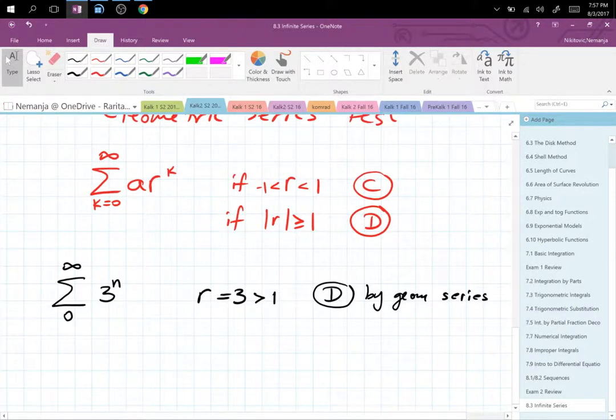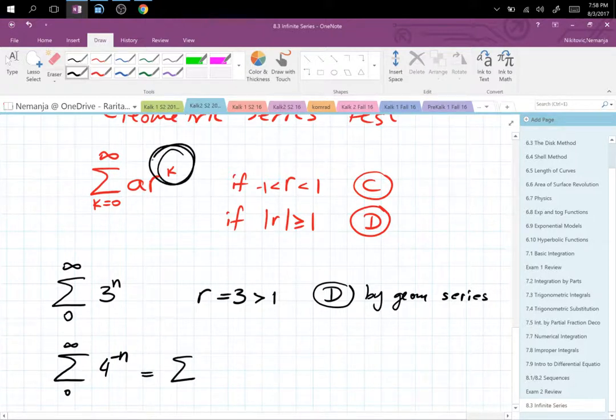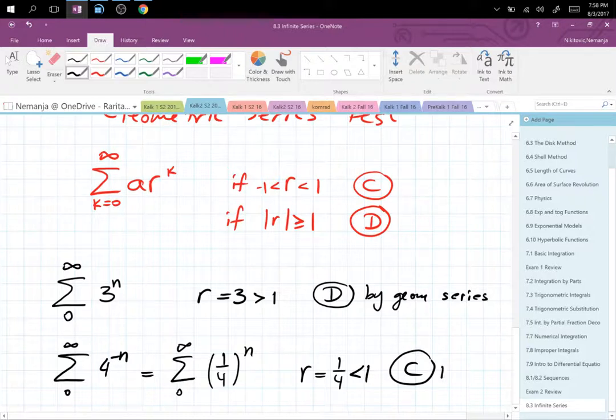Another example, the same thing. You have, let's say, 4 to the negative n, 0 to infinity. You say, algebra. To have positive exponent, because I memorized there has to be a positive exponent there, you have to peel off -1, which makes this into a quarter. And you say r is a quarter, which is less than 1, which is convergence by geometric series test, GST. There you go. That's it.